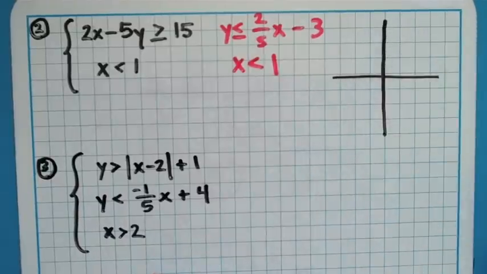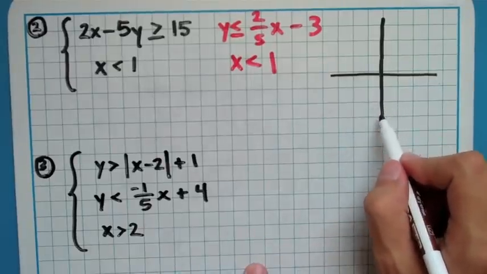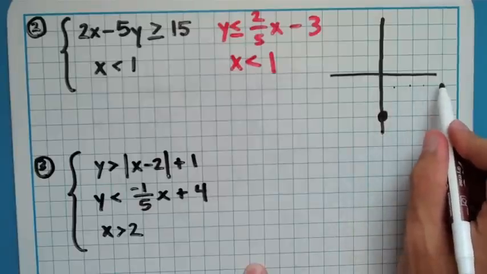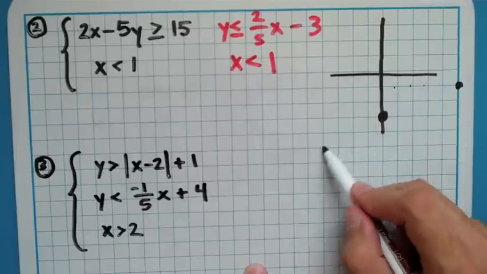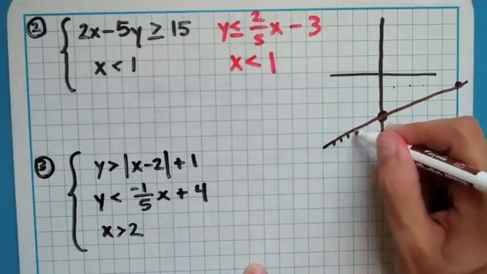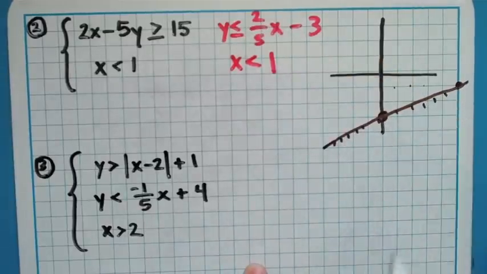So, on my first equation here, I want to start out at negative 3. I want a solid circle. I'm going to go up 2 over 5. And I'm going to want to shade below this guy. It's going to be this part down here.